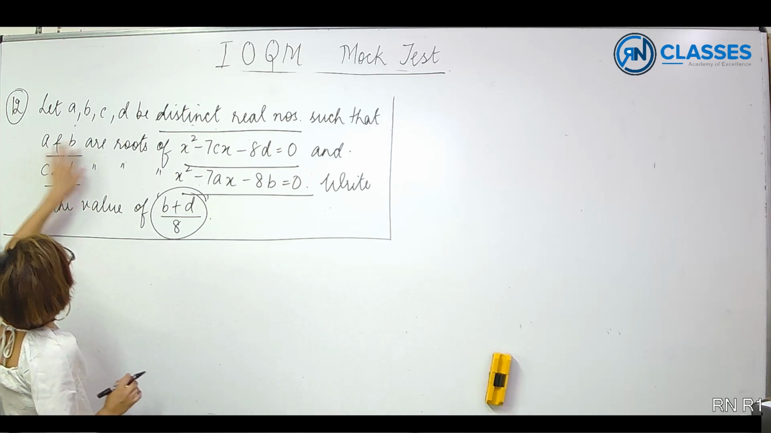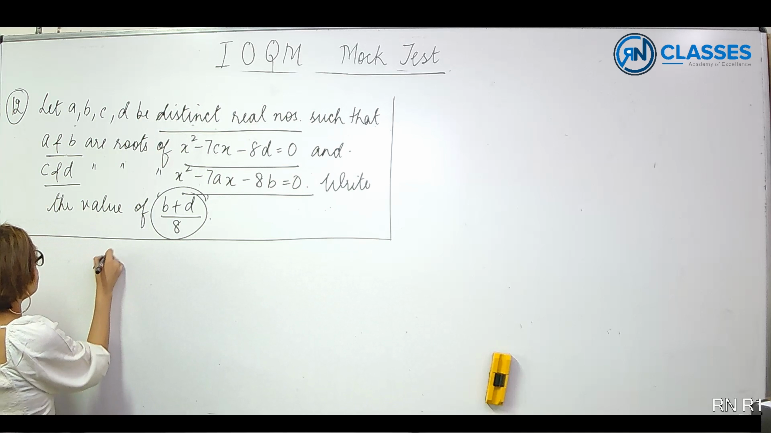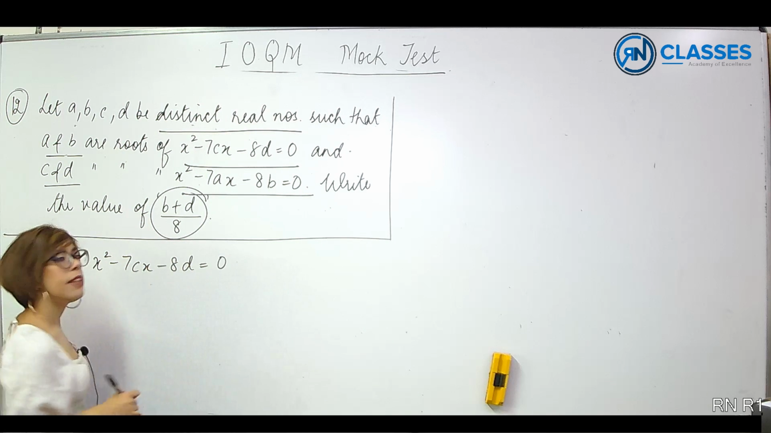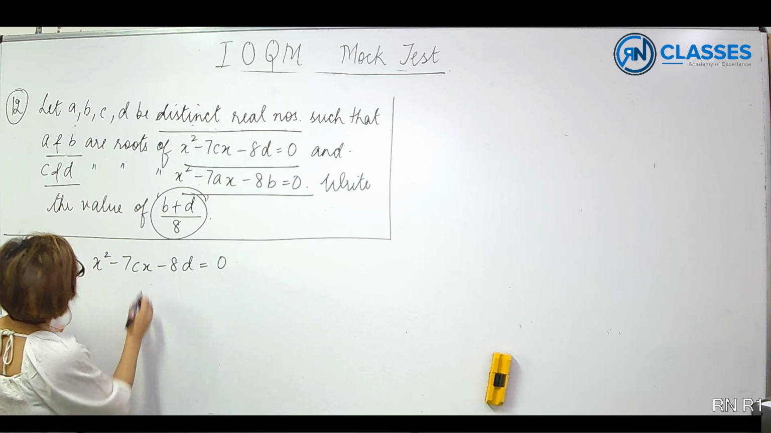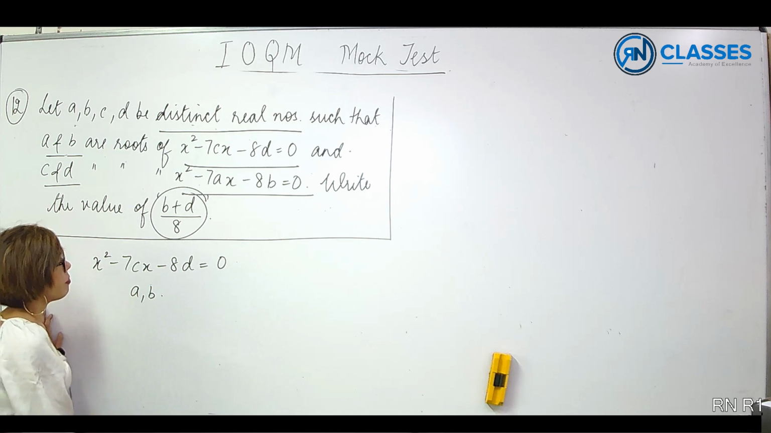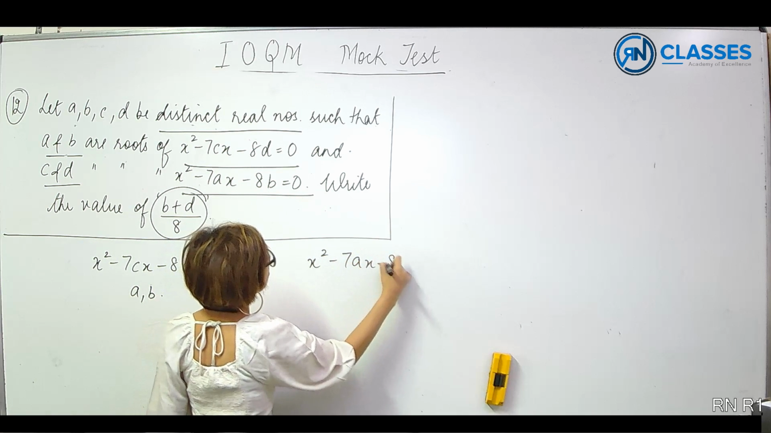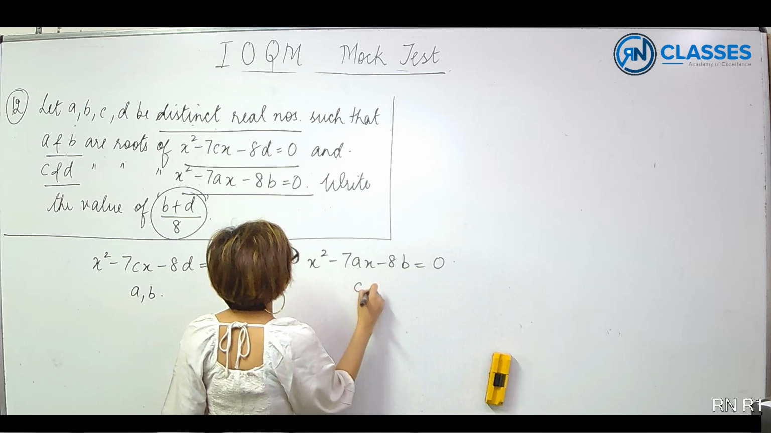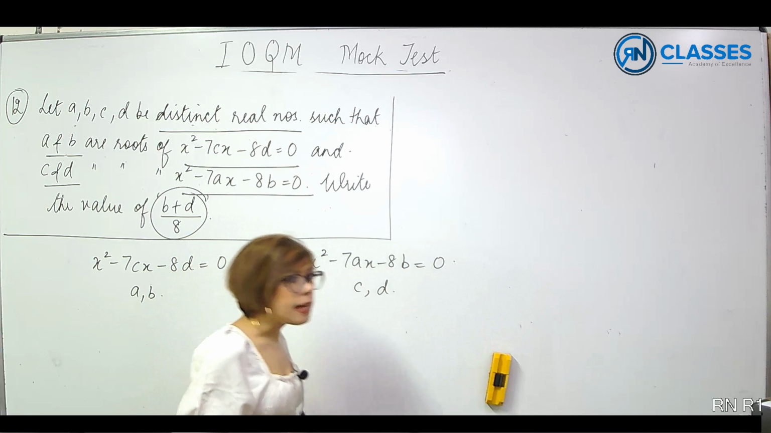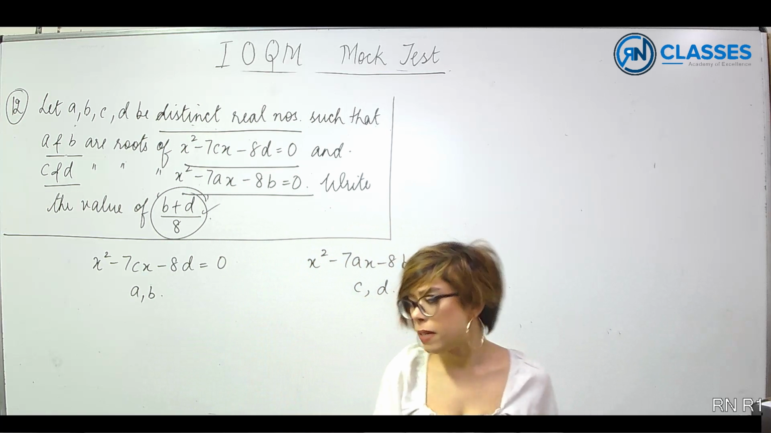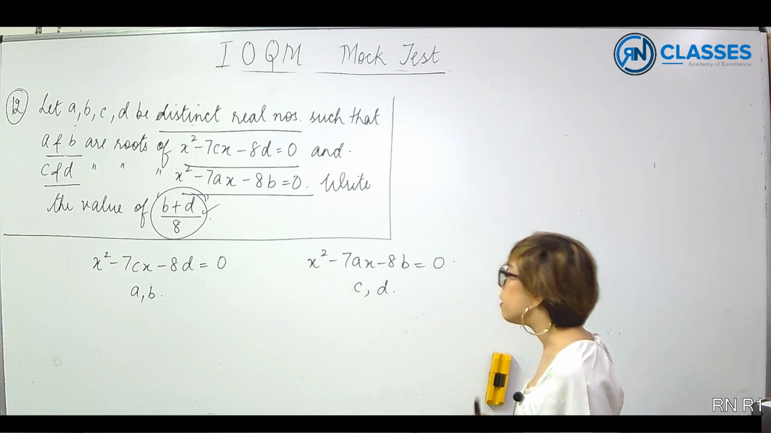He says A and B are roots of this equation, so x square minus 7cx minus 8d equals 0. Now I know that A and B are the roots. The second equation is x square minus 7ax minus 8b equals 0, and my roots are C and D. I am interested in the expression B plus D basically.